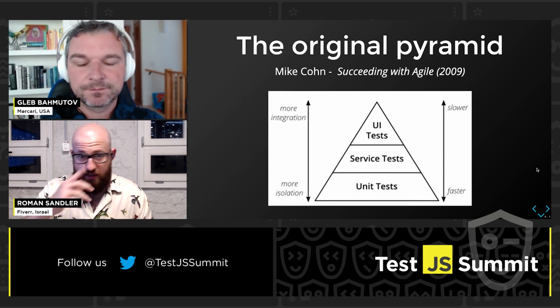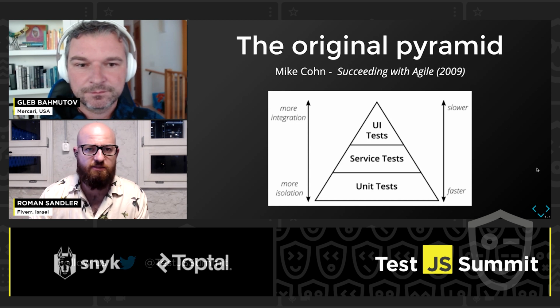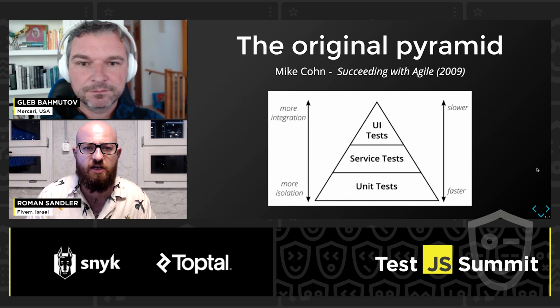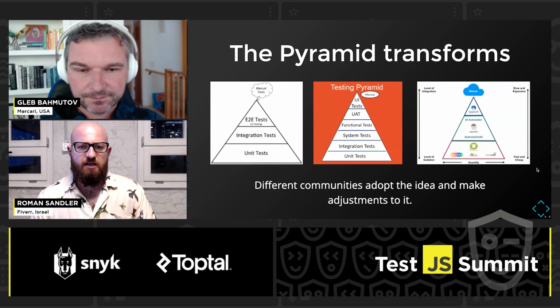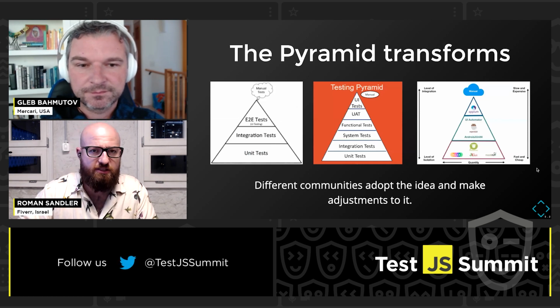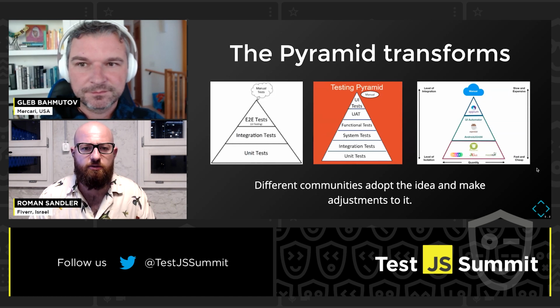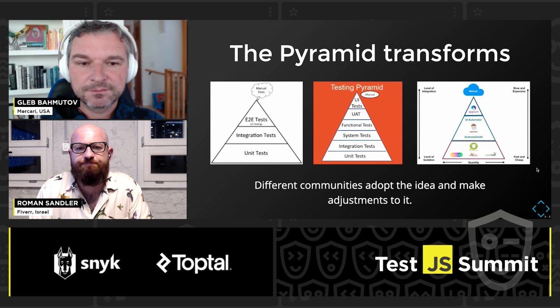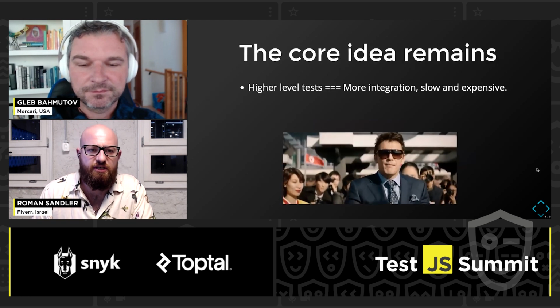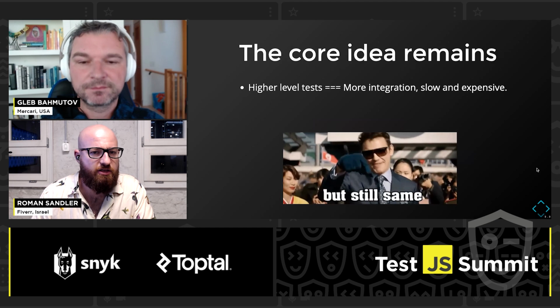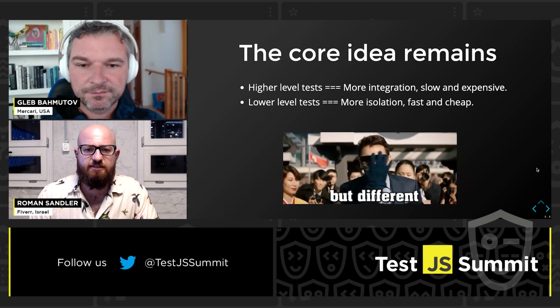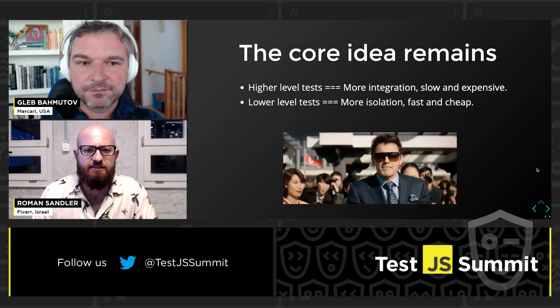And this idea is based on the premise that unit tests are essentially very, very fast and cheap. Right. And the higher level the tests become, the slower they are, and more expensive they are to write. And after this idea was introduced into the world, each community really took it and made modifications and applied it to their own domain, to their own realm. But essentially, the core idea remains: higher level tests equals more integration, slow and expensive, and lower level tests equal more isolation, fast and cheap.